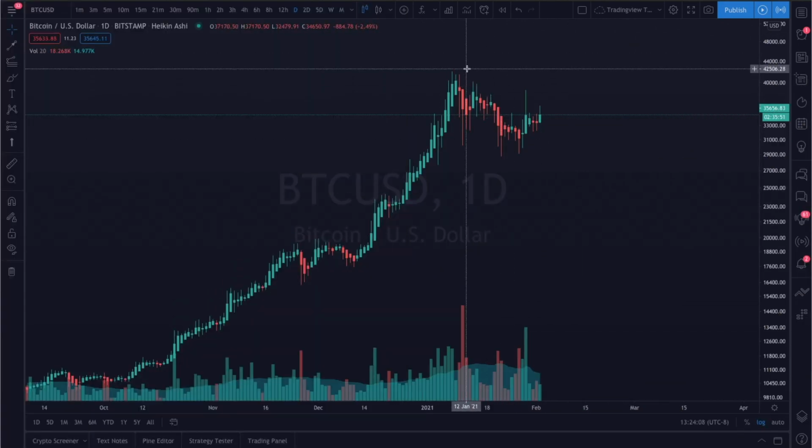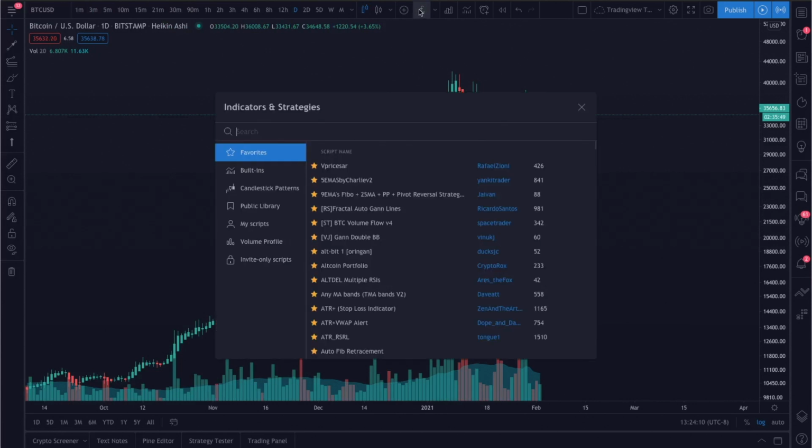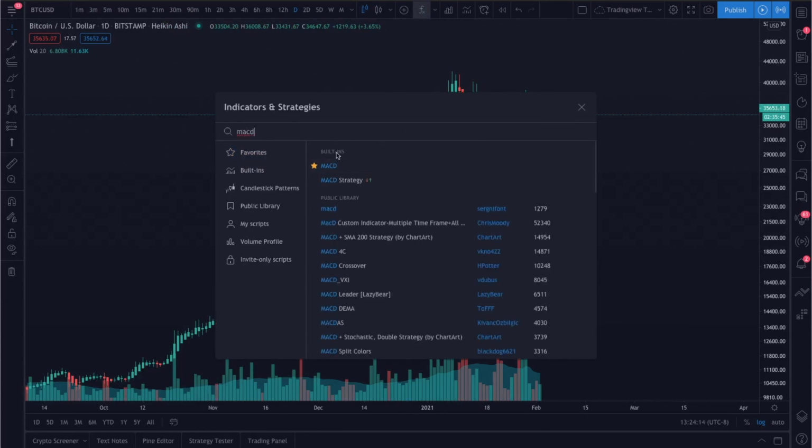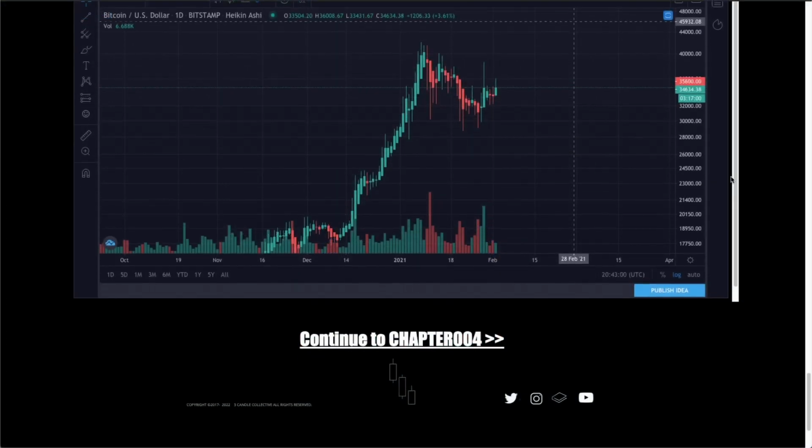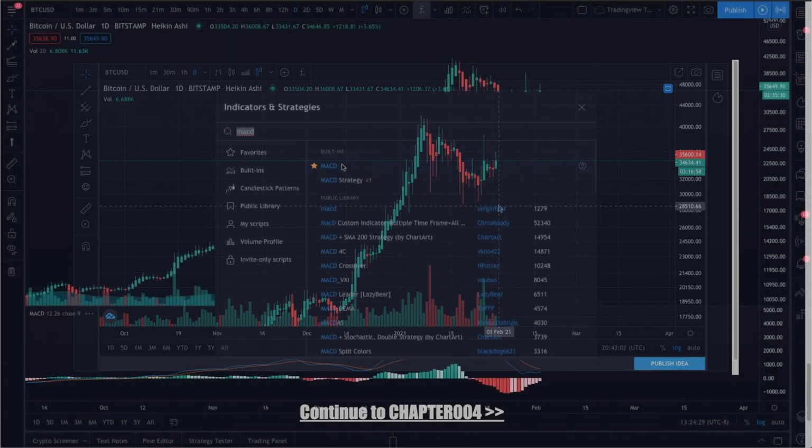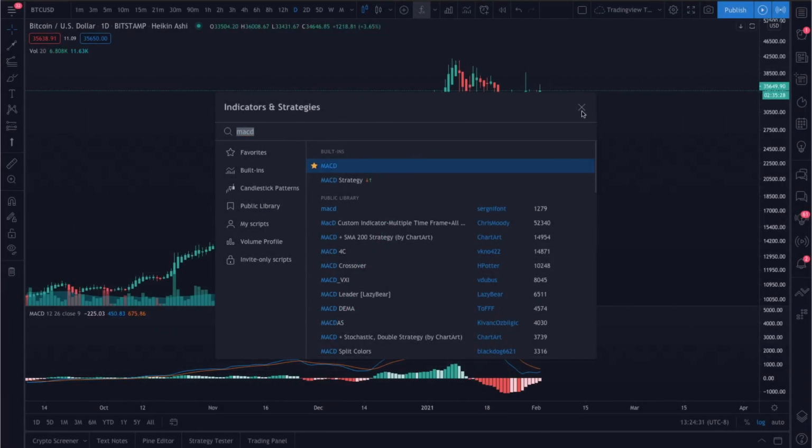So the first thing you're going to want to do is, again, go to the little f of x, type in MACD, and it should be the first one that comes up. Go ahead and throw that in your favorites if you want to. Again, the practice chart tool that is down at the bottom of this chapter does have it already incorporated. So you're going to click on the MACD, it's going to add it to your chart.